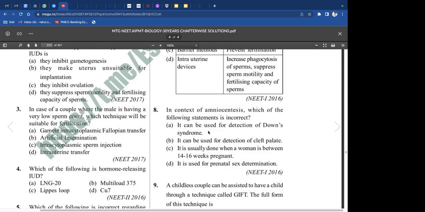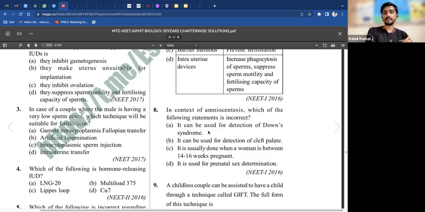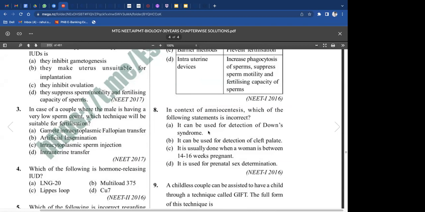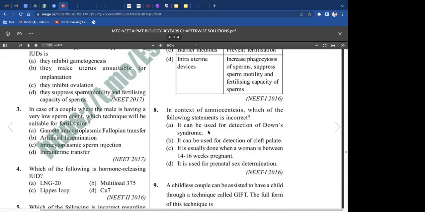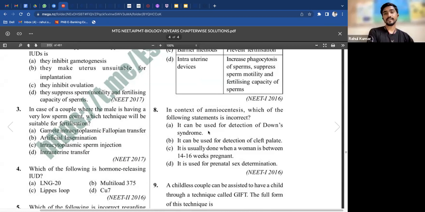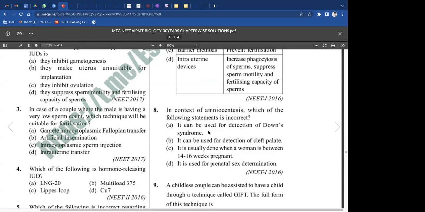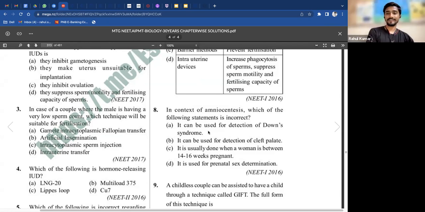It is usually done when a woman is between 14 to 16 weeks pregnant. It is used for prenatal sex determination. I think option number D is incorrect. Sorry, D is correct. A is also correct because chromosomal disorders can be figured out through amniocentesis. Sir, I don't know what B is. So you will go for B.